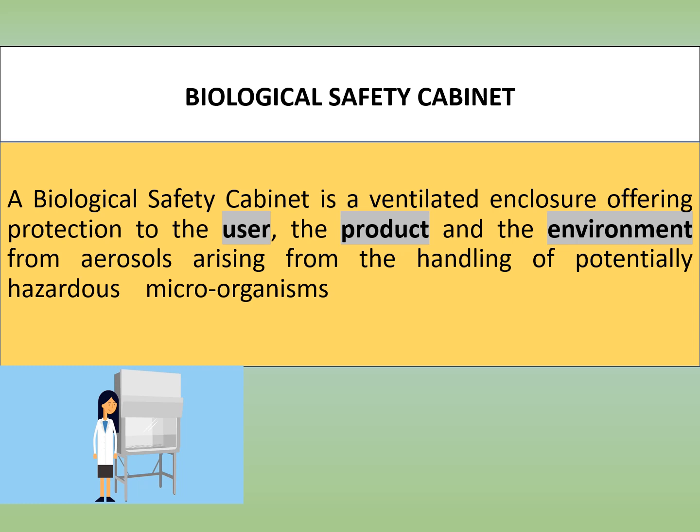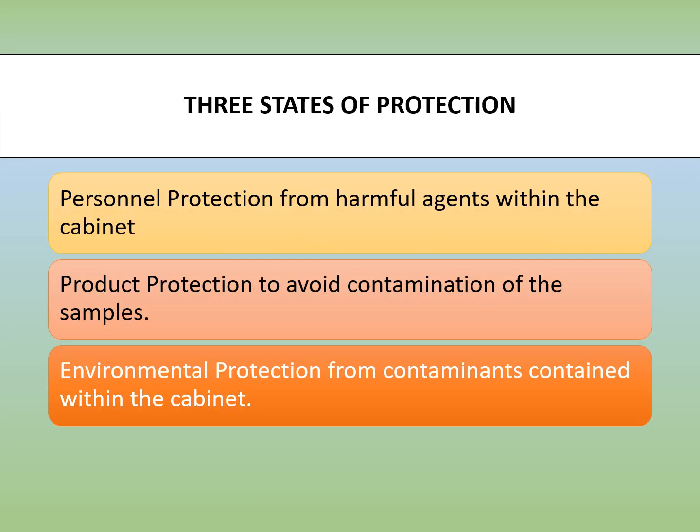Now, move to the next slide. We achieve basically three states of protection from biological safety cabinets. It provides protection to the users from harmful agents within the cabinet. We achieve product protection. It's obvious that we want our product to be free of possible contamination. And most importantly, besides the product and the user protection, it protects the environment, because the more protected the environment is within or outside the cabinet, the more protected will be the product and the user.